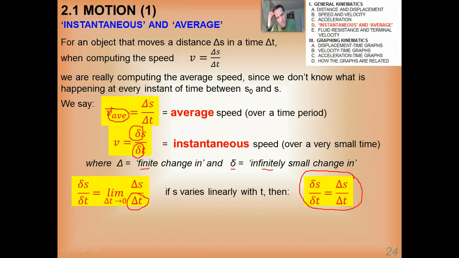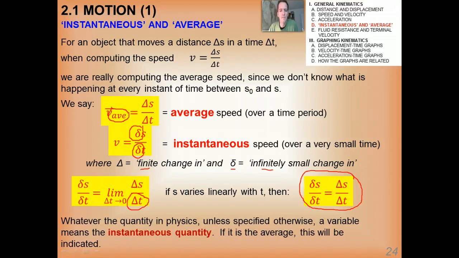Okay. Now, if the distance varies linearly with time, then the two of these are the same, and I'll show you examples of that when we study motion graphs. Okay. Often we deal with situations where the distance does not vary linearly with time, so we've got to deal with this, okay? And what this really amounts to graphically is finding the slope of the tangent line to that particular magical point, t, okay?